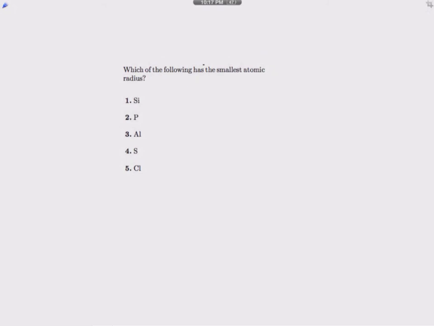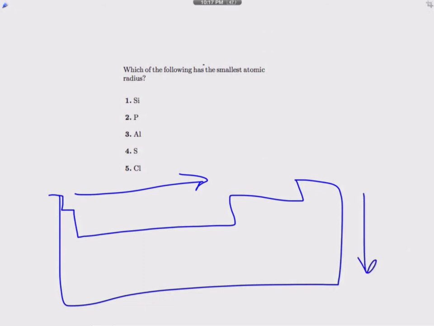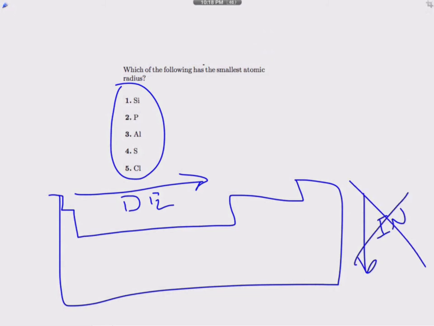Which of the following has the smallest atomic radius? So the trend overall in atomic radius is that it decreases from left to right, and it increases from top to bottom. So if we're looking for the smallest atomic radius, if we look on the periodic table, all these elements are in the same row, so we don't need to worry about going from one period to another.